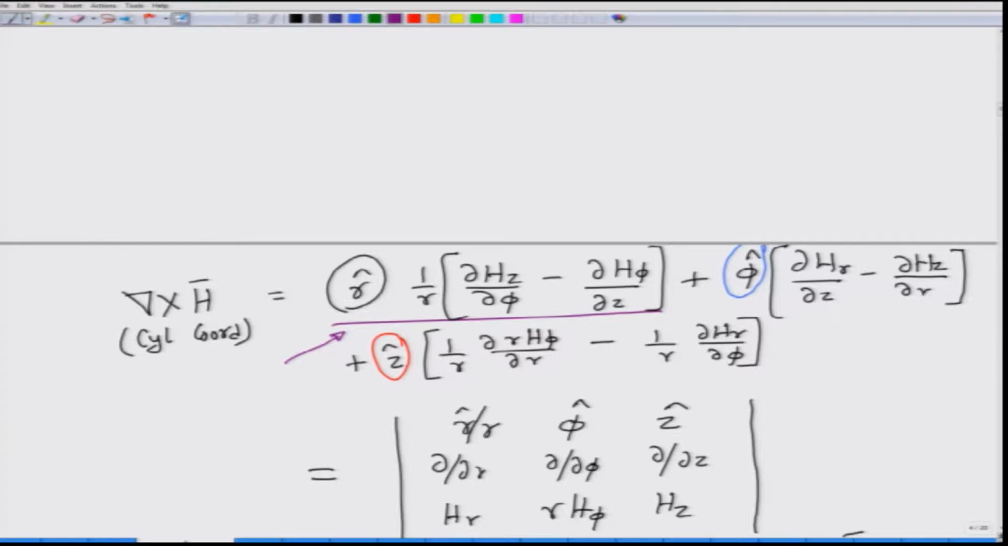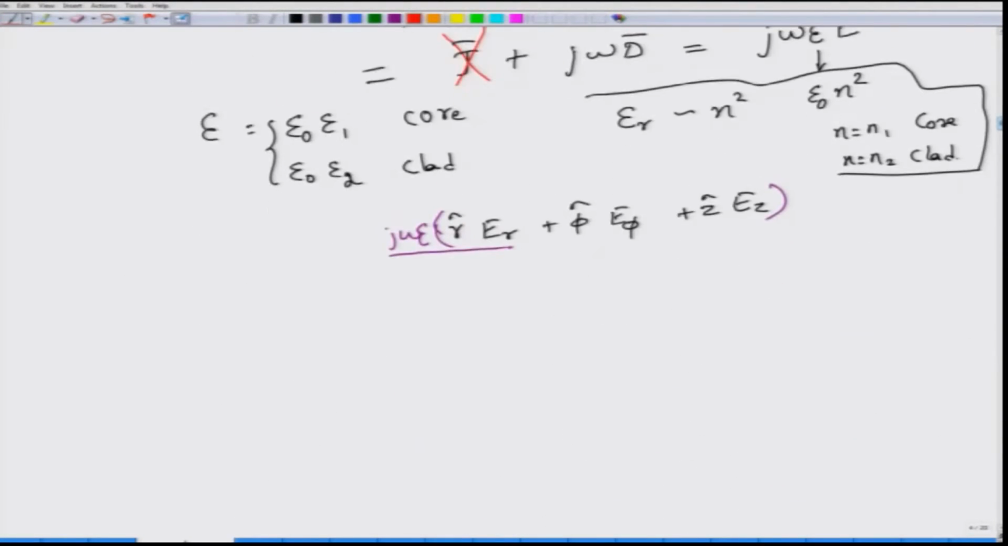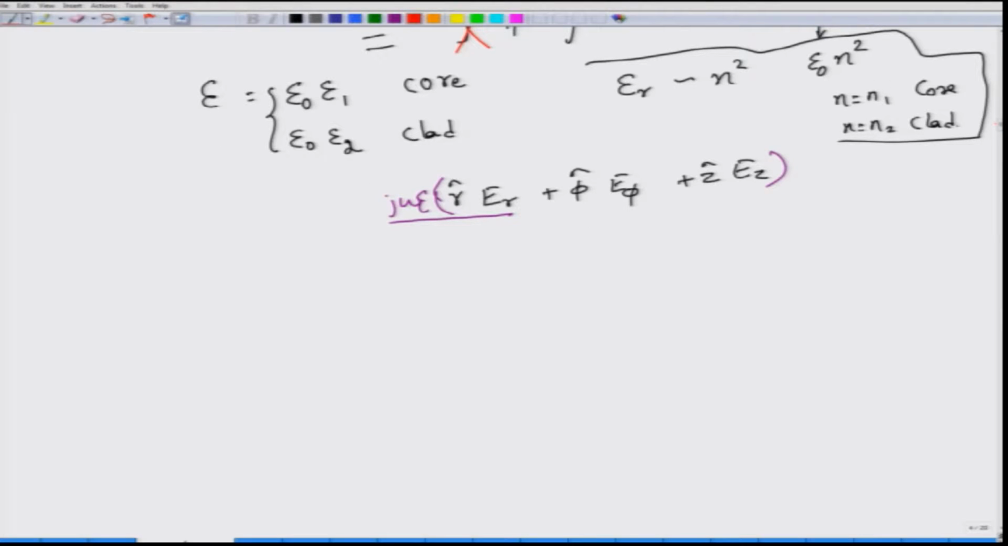So this expression. Similarly, there will be a phi expression, or the component for the phi, that should be equal to j omega epsilon E phi hat of course, right, because it is the vector equivalence, and this last one should be equal to j omega epsilon E z. Okay. Again epsilon should be different for core and cladding, that you have to keep in mind. Okay. So, we have written down del cross H equal to this equation, this is called as Ampere-Maxwell law.